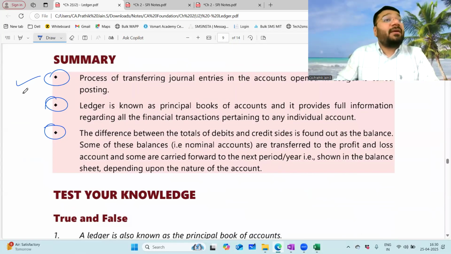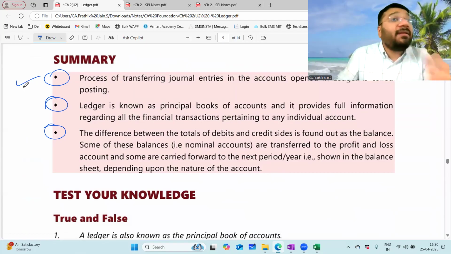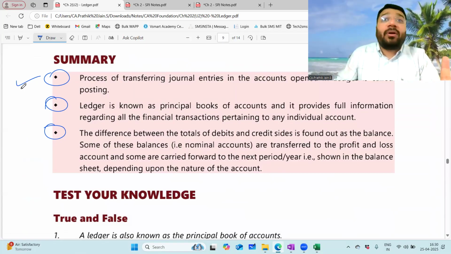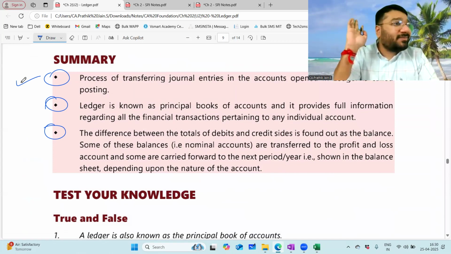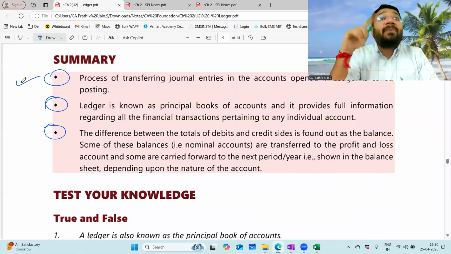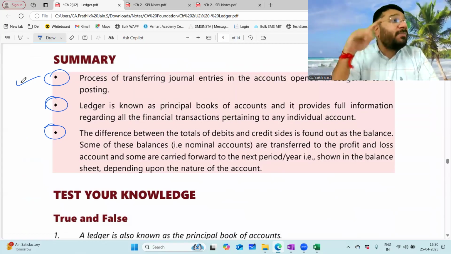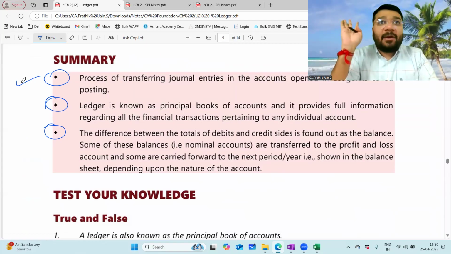So when you are targeting 90 and above, you cannot leave any theory at all. Every theory is important, not just from the true and false point of view. You also have direct theory questions. And chapter 2 has got a good amount of weightage from the theory point of view. Am I loud and clear? Okay.